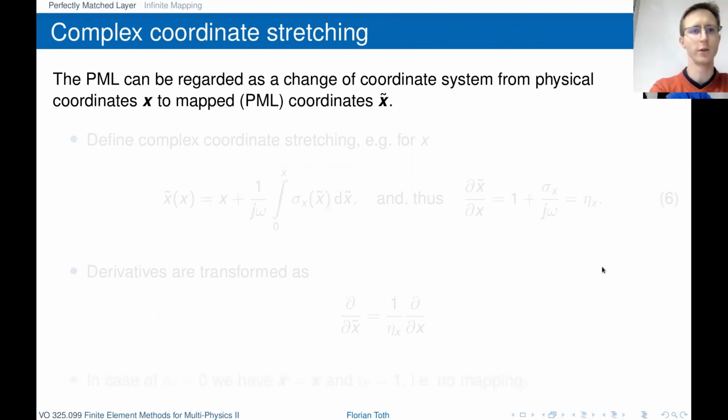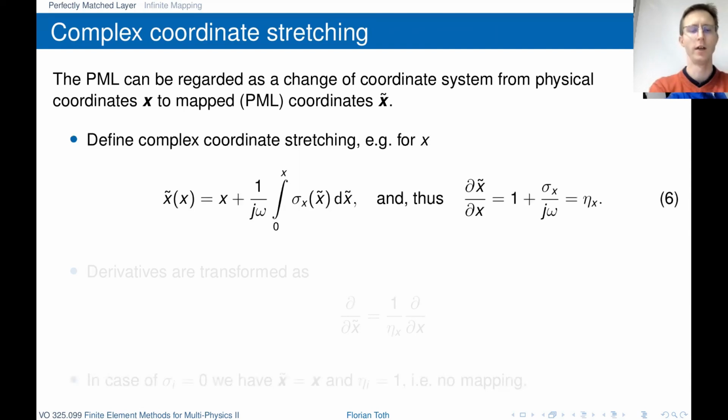It turns out this idea can also be interpreted as a complex coordinate stretching. And this is actually a very elegant way to derive this perfectly matched layer formulation for the general case. In the 1D case, we've seen a more physics-based interpretation with the damping factor in the exponent. And now we look at this complex coordinate stretching. So we define our perfectly matched layer coordinates, always denoted by the tilde. So the x tilde can be mapped to the original x by this expression. And the choice of this expression is actually suitable. With this, we can also obtain the derivatives, just derive with respect to x, then we get 1 plus sigma x over j omega, since this integral drops here, and this we decide to call eta x.